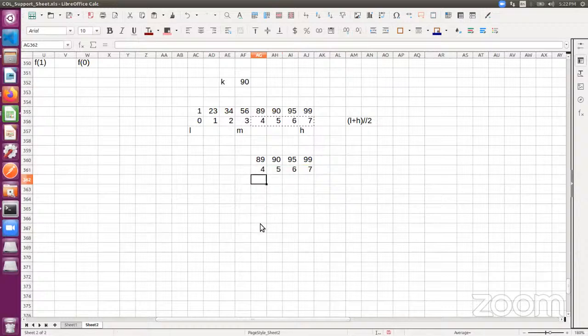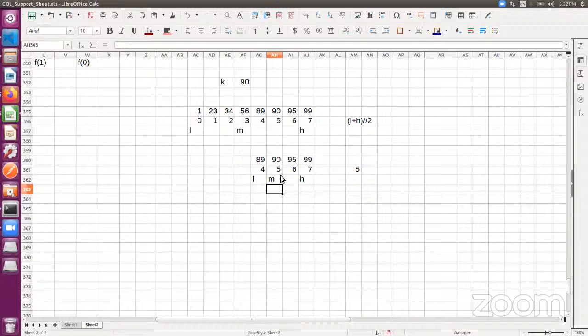Yeah, very good. So now the lower index becomes 4 and the higher index becomes 7. Again, you have to calculate the mid value. So if you apply L plus H divided by 2, what is L? 4. What is H? 7. Okay, 4 plus 7 divided by 2. What is the answer? 11 floor division 2 is 5, right? So now the mid element is 5.